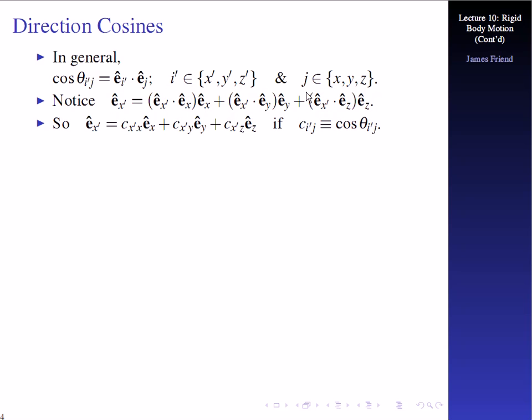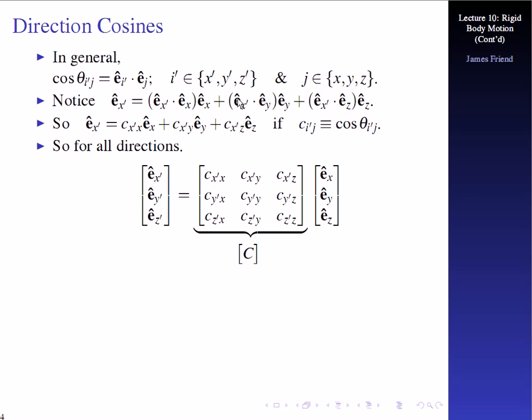So if we write C sub i'j as shorthand for cosine of theta i'j, then e_x' is equal to C_x'x e_x plus C_x'y e_y plus C_x'z e_z. See how this is just the cosine? There's the cosine, that's a cosine too.